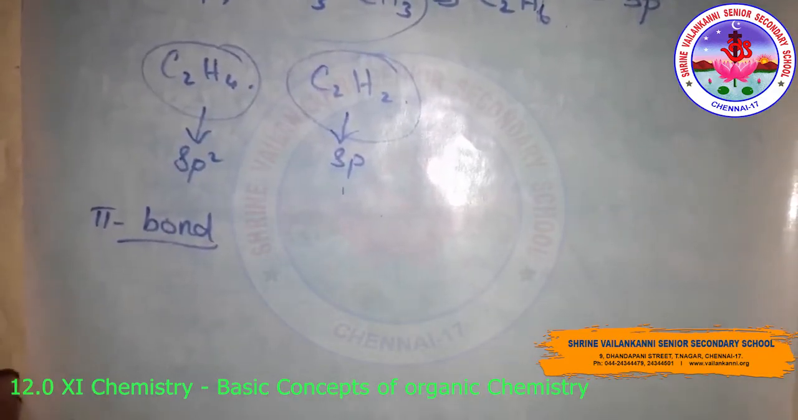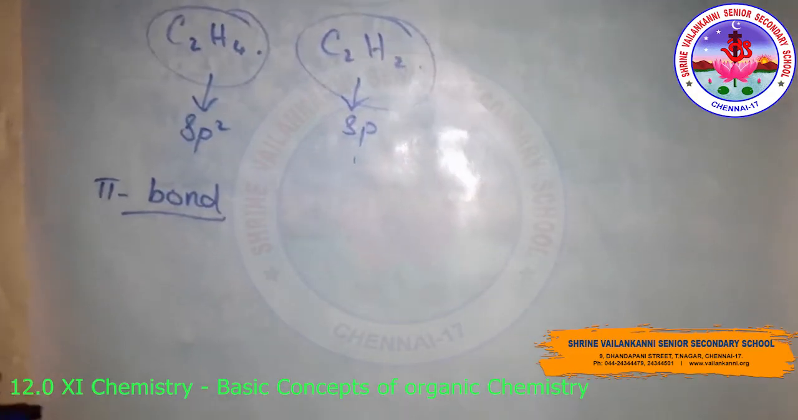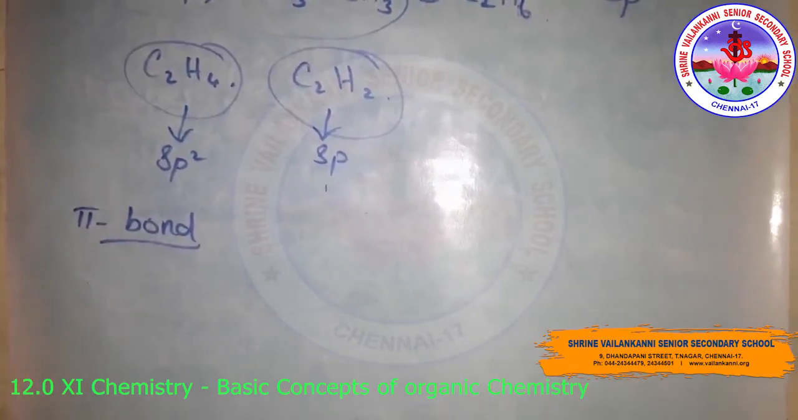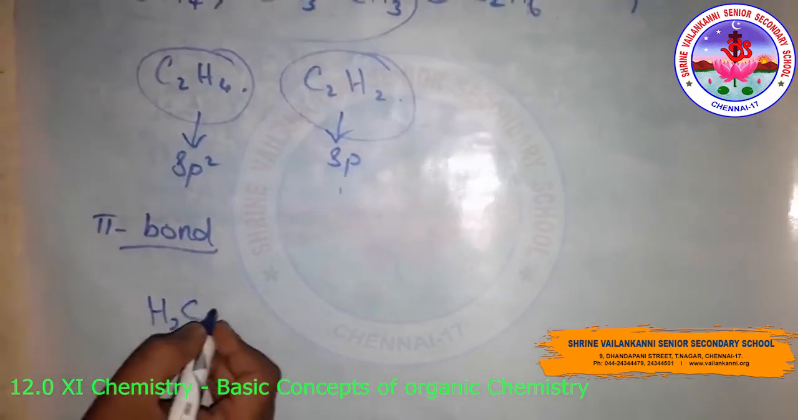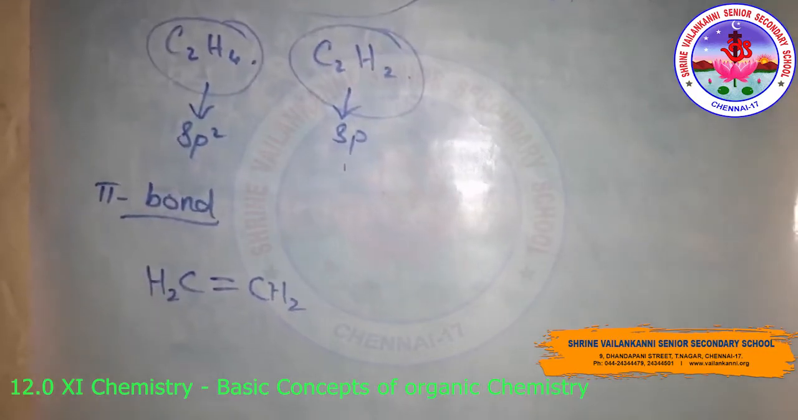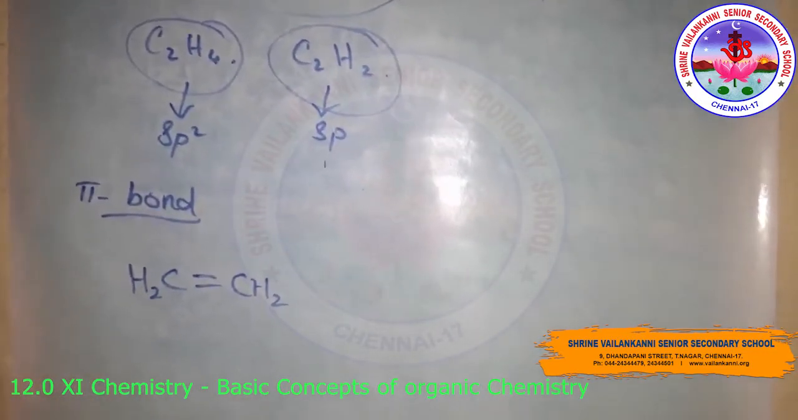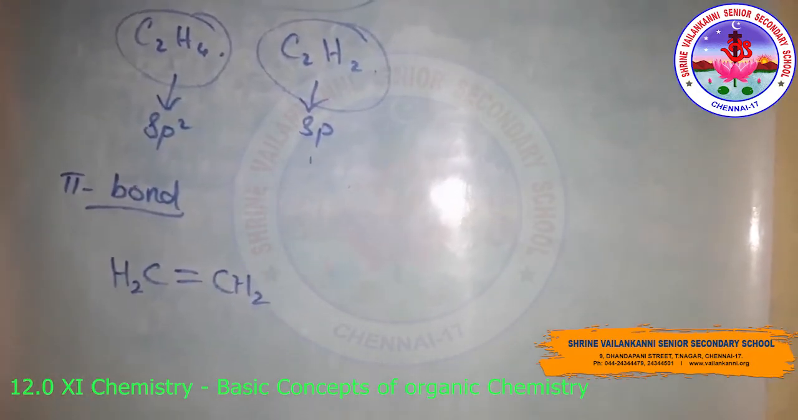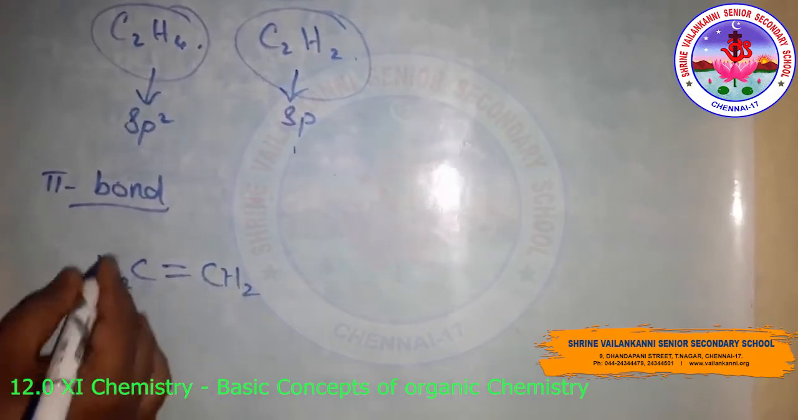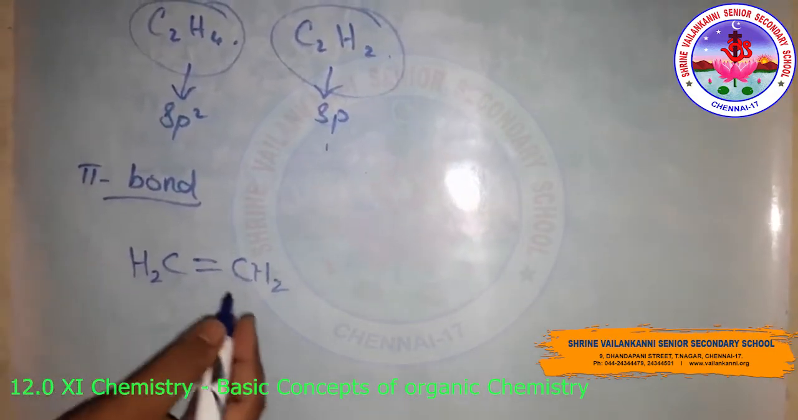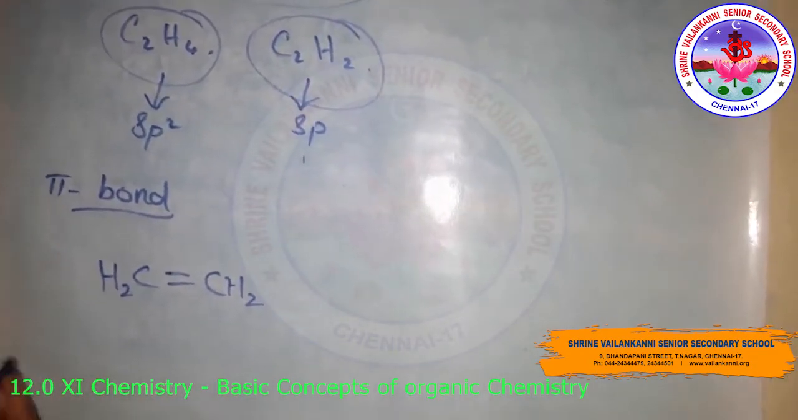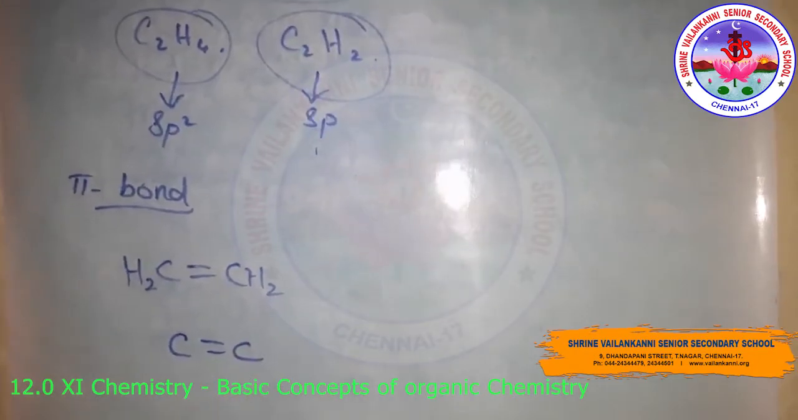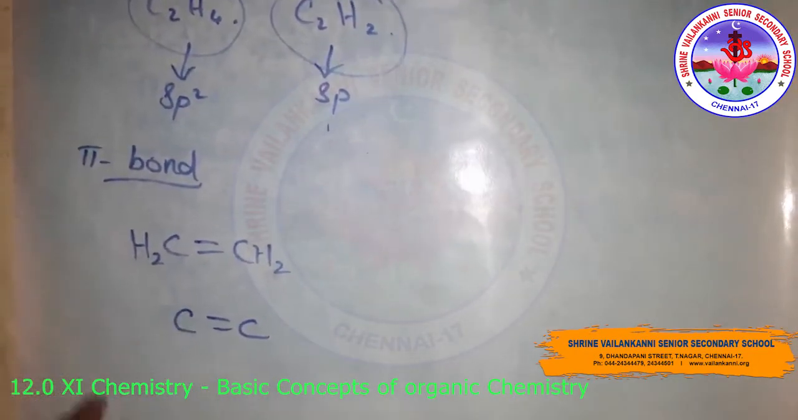For pi bond formation, a parallel orientation of the two p orbitals of adjacent atoms is necessary for a proper sideways, or lateral, overlap. For example, here CH2 double bond CH2, this is ethene. In the ethene molecule all atoms must be in the same plane. The p orbitals are mutually parallel and both are perpendicular to the plane of the molecule. So rotation of one CH2 fragment with respect to the other interferes with the maximum overlap of the p orbitals, and therefore rotation about the carbon-carbon double bond is restricted.